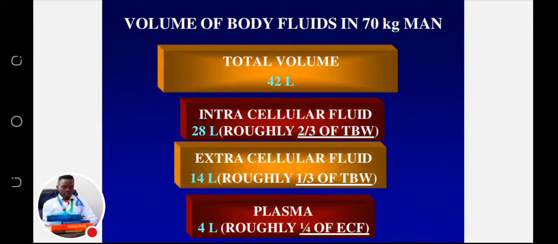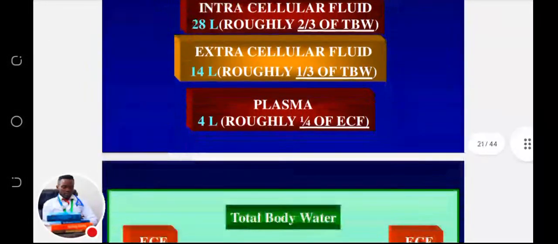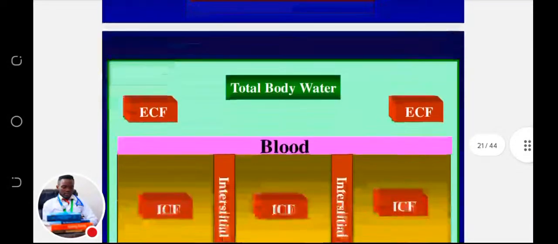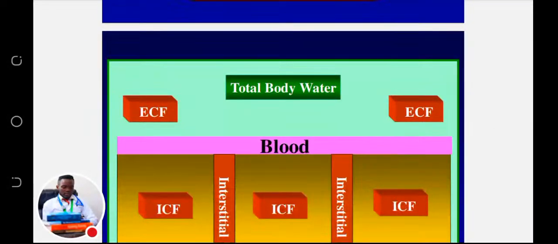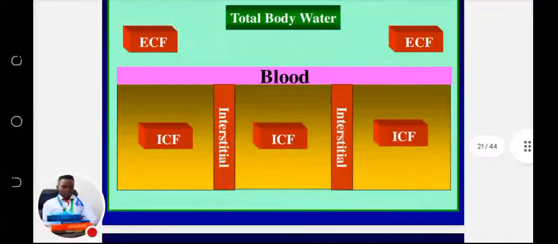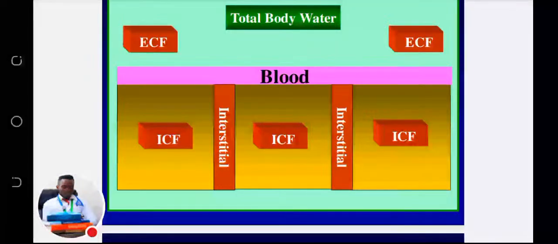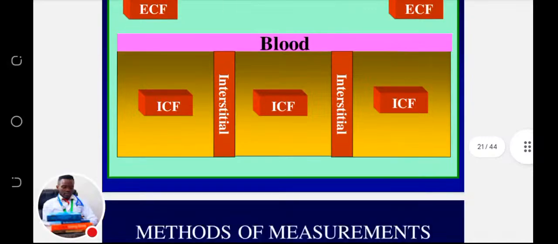Then for the plasma, we do 1/4. So plasma is 4 liters, which is 1/4 of the extracellular fluid. Now, the total body water includes the extracellular fluid and the intracellular fluid. The extracellular fluid includes the interstitial fluid as well as the blood, and then we have the intracellular.